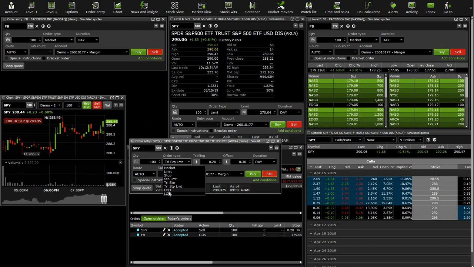These are just limit on open and limit on close. If you want to buy right at the open, and you'll take any price up to 10 cents from where it opens, and the same at the close. I don't really use those too much.